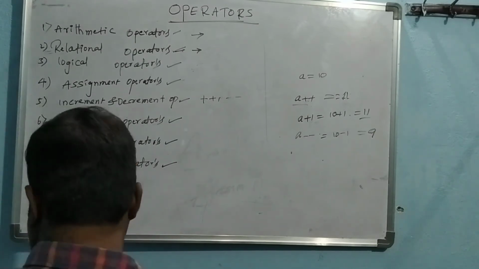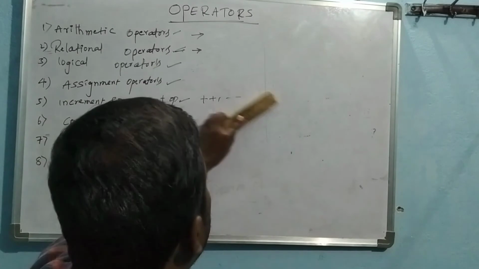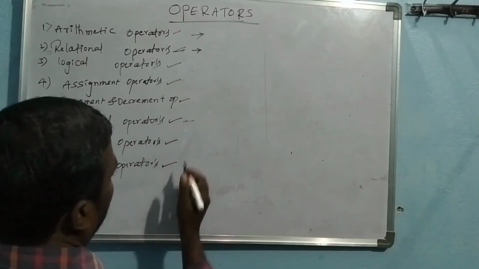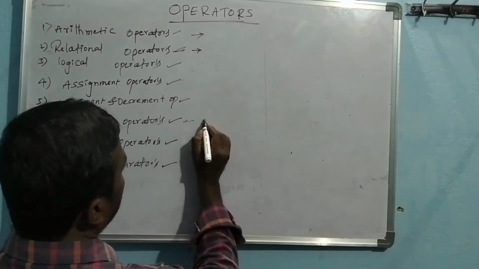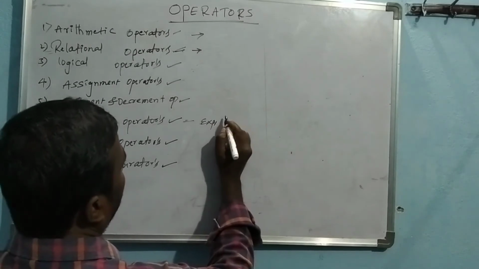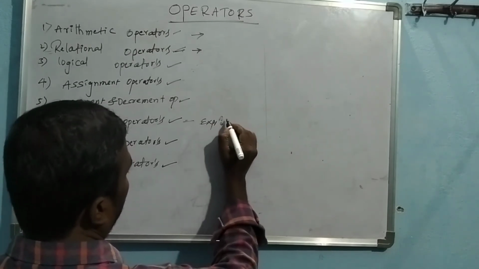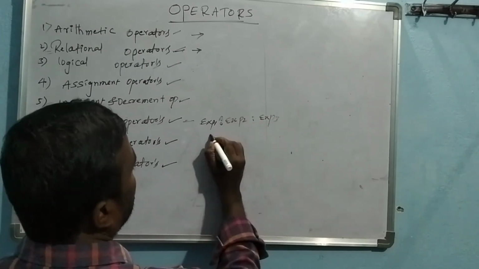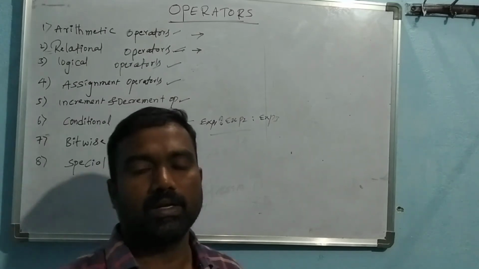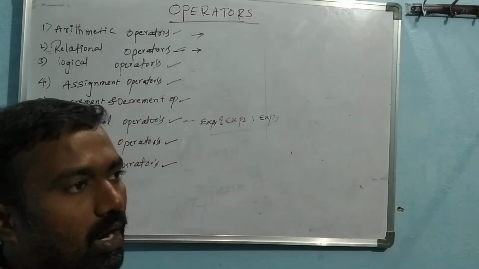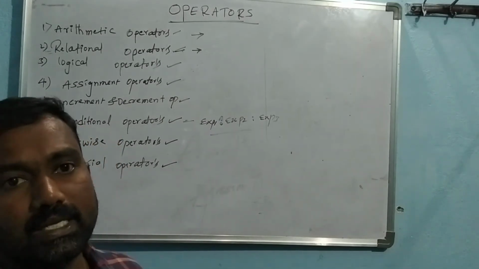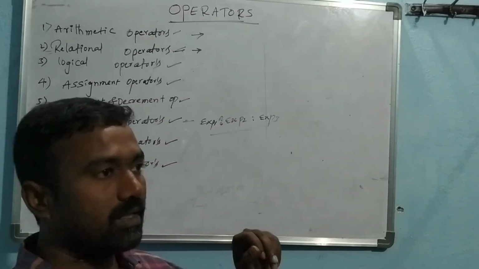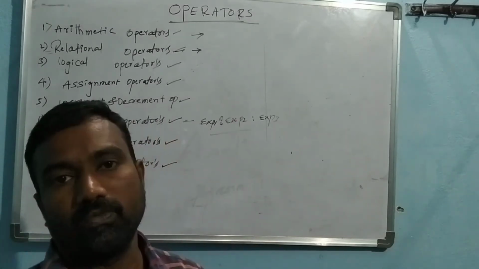Okay. The next one is the conditional operator. What is meant by a conditional operator? See, this one is expression 1 question mark expression 2 colon expression 3. So this is the syntax of the conditional operator. These conditional operators are also called an if-else statement. That means it checks a condition. If the condition is true, the statement will be executed. Otherwise, the else statement will be executed.